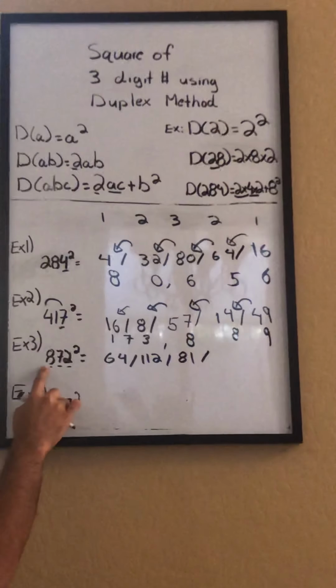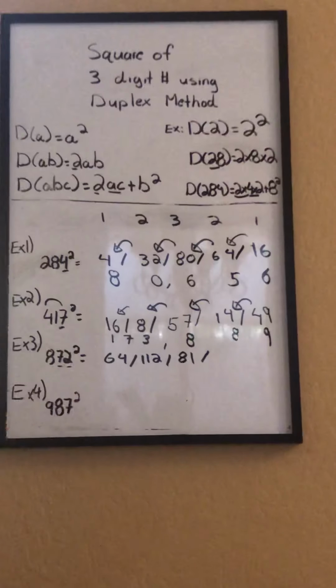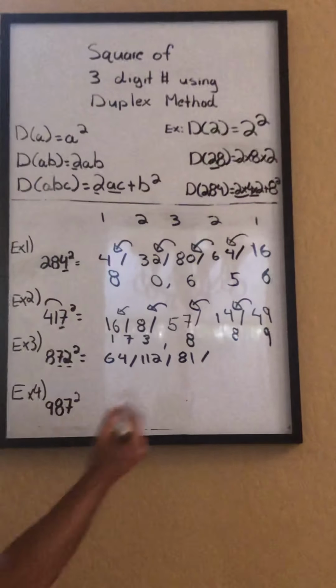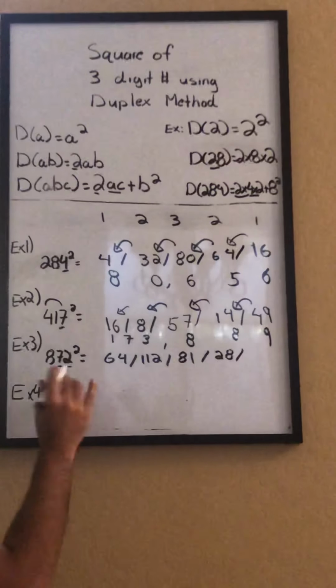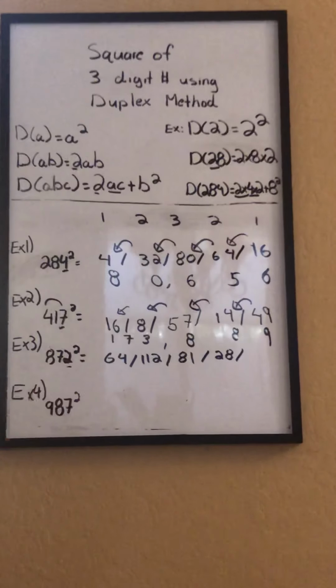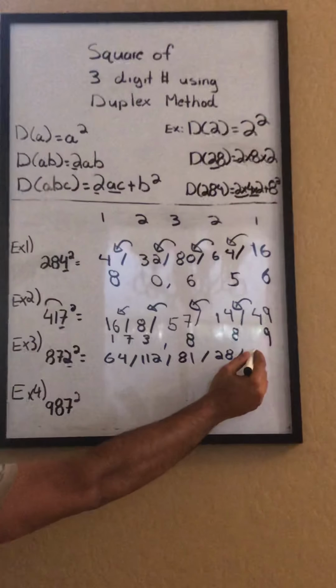Okay, now I'm right here. The duplex of the last two numbers, 7, 2. So it's 7 times 2 times 2. That's 14 times 2 is 28. And the last step is the duplex of just the last number, 2. 2 times 2 is equal to 4.